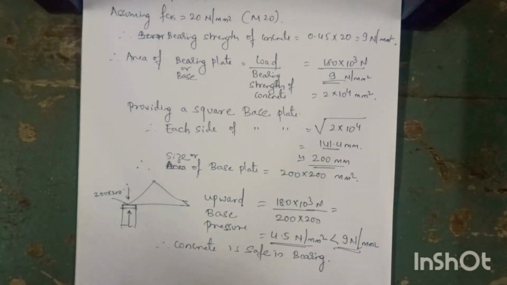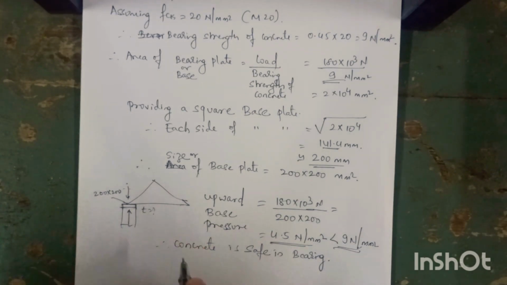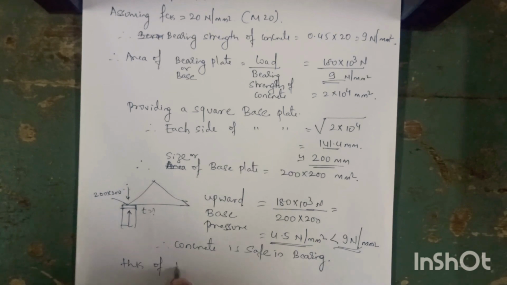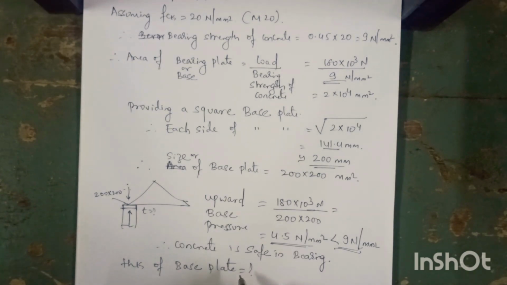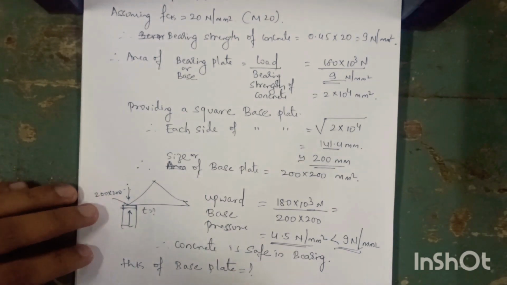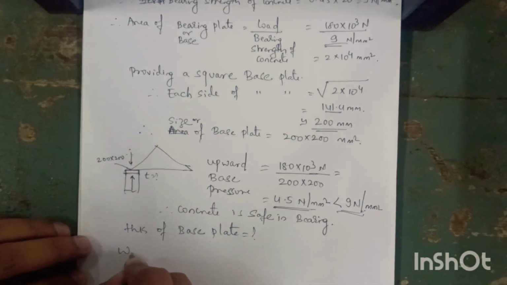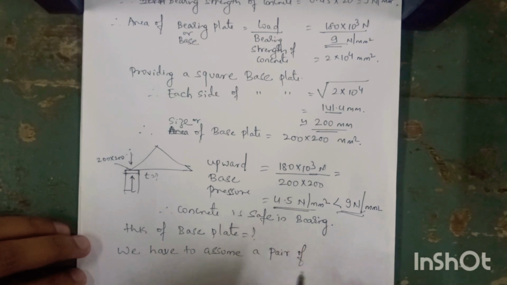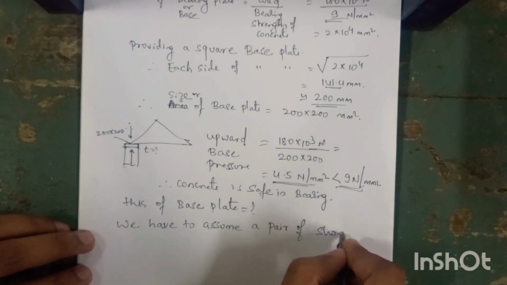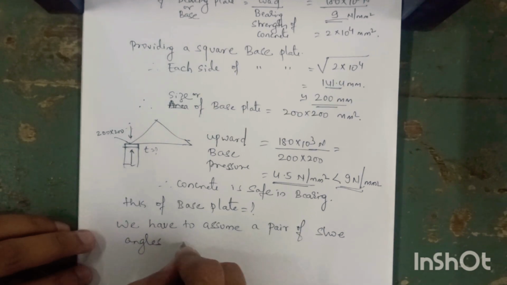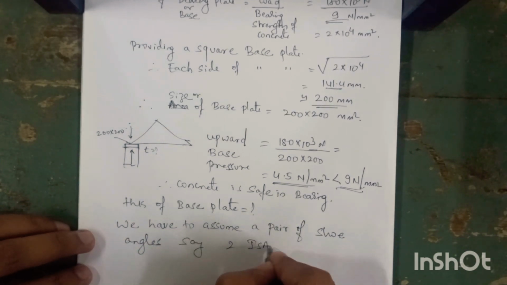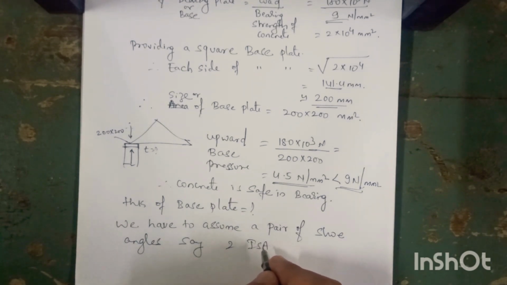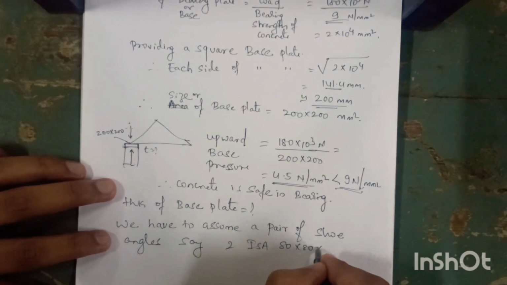Next we have to calculate the thickness of the base plate. To calculate the thickness of the base plate, we have to assume a pair of shoe angles, say 2 ISA 80 into 80 into 8 mm.